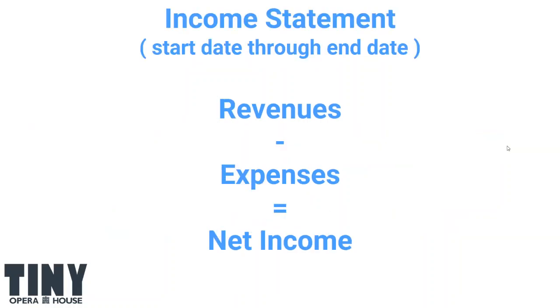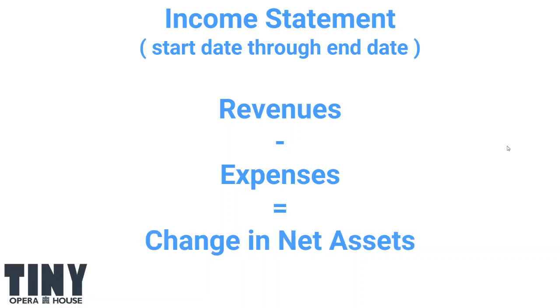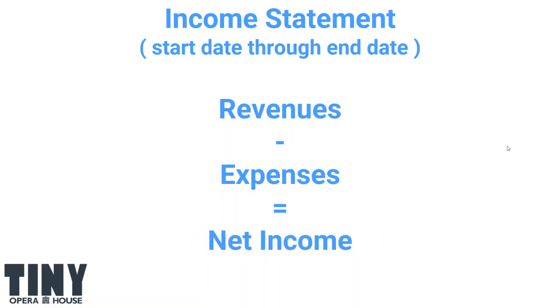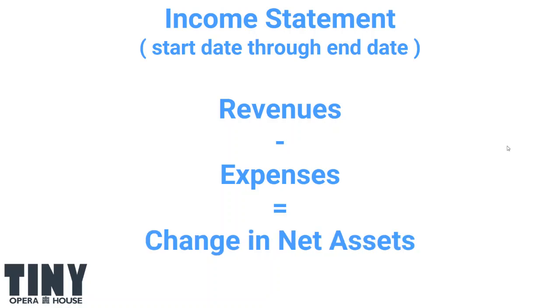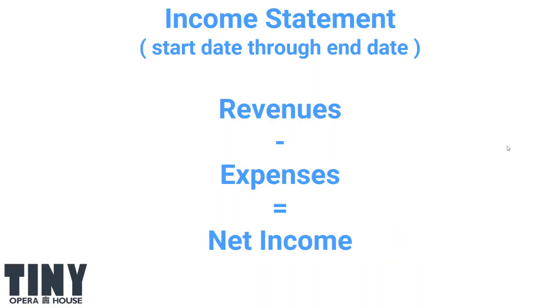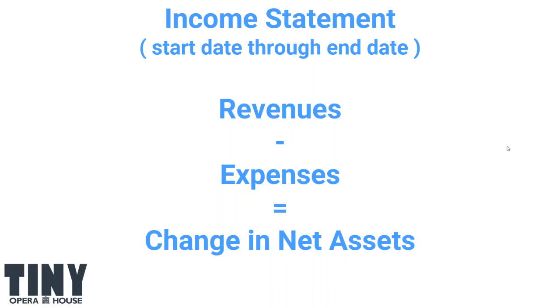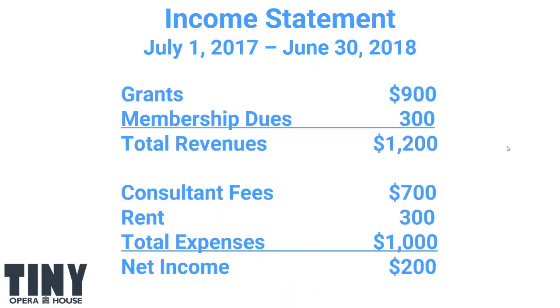So it looks something like this. And this, again, is a period of time. So you'll always see a start date. You'll always see an end date. And it's pretty straightforward. Your revenues minus your expenses equals your net income. Net income in the nonprofit is another one that has a nonprofit term. Change in net assets is the nonprofit terminology for this. Again, I just like the for-profit term because I think it is more logical and makes more sense. But just in case you see that, you'll know that basically means net income.